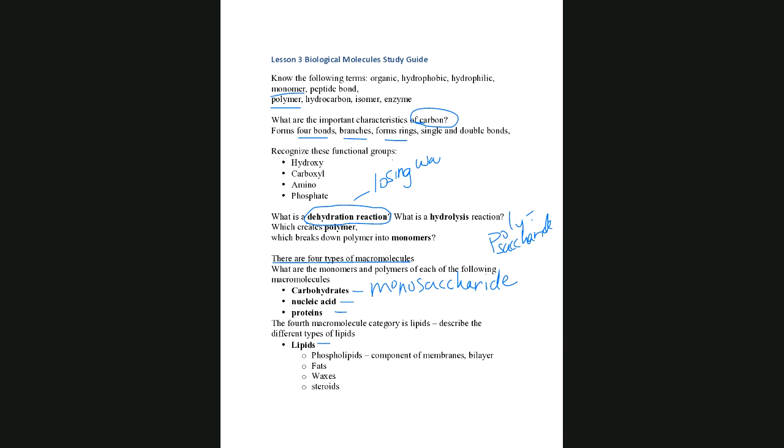The opposite can also occur. You can take your big macromolecule or your big polymer, and it can be broken down into its individual monomers by the opposite type of reaction called hydrolysis, which means you're having to put water in to break these bonds. Okay, so the polymer is created by the dehydration reaction, and it's broken down into the monomers by a hydrolysis reaction. So I want to show you how that works real quick.